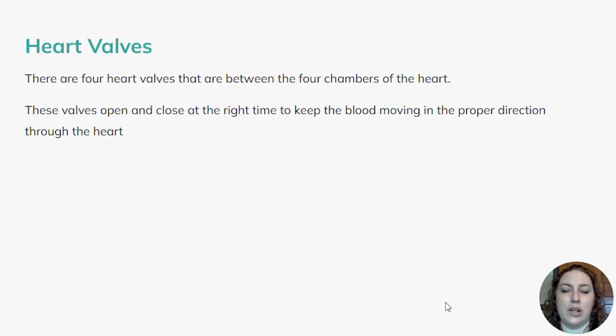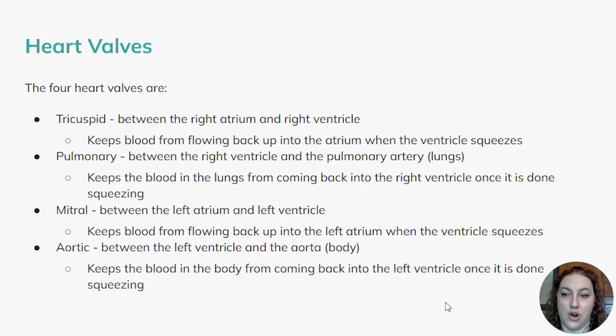These valves open and close at the right time to keep the blood moving in the proper direction through the heart. The 4 heart valves are the tricuspid valve, which is between the right atrium and the right ventricle. This valve keeps the blood from flowing back into the atrium when the ventricle squeezes.